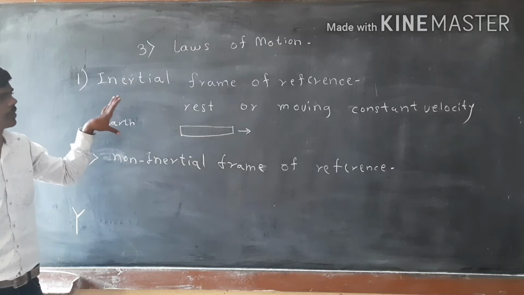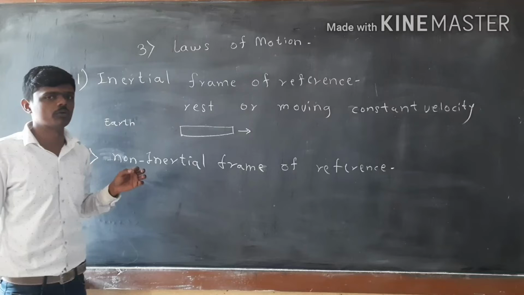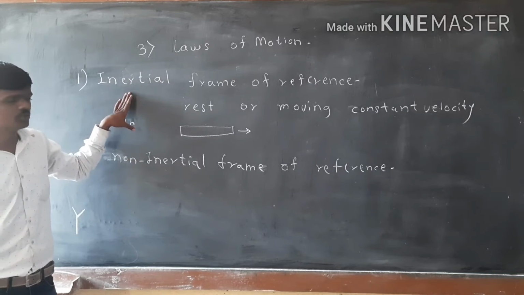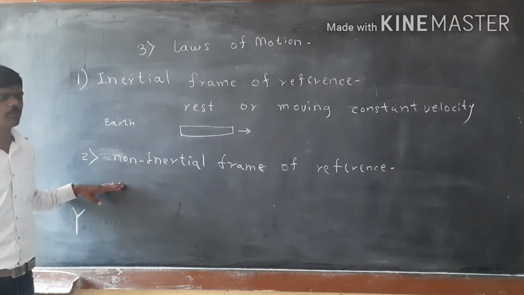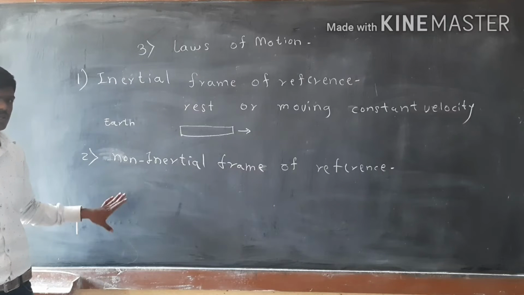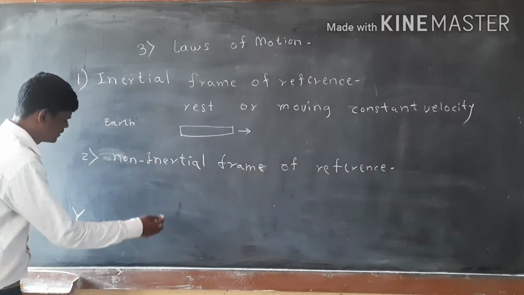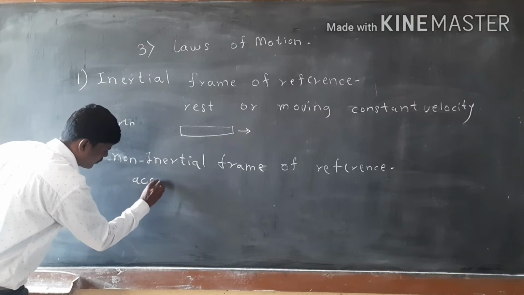What is the inertial frame of reference? An inertial frame of reference is a reference frame whose acceleration is 0. Very simple. And what is a non-inertial frame of reference? An accelerating frame of reference, or one whose acceleration is not equal to 0. There is some acceleration. A non-inertial frame of reference is an accelerating frame of reference.